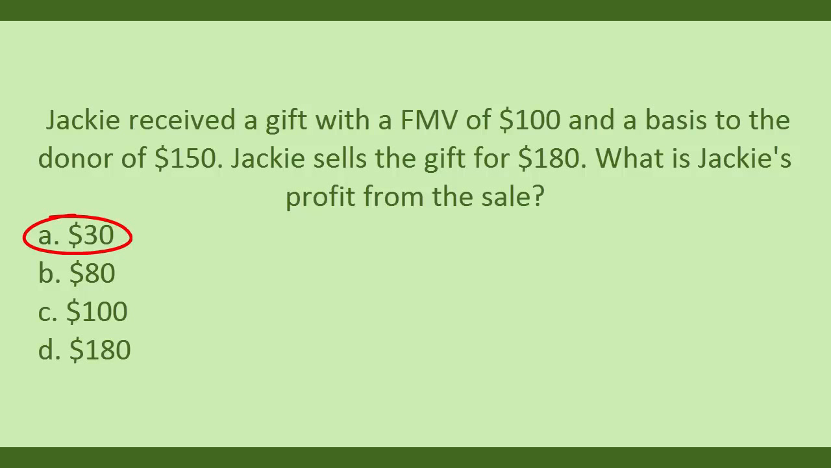Jackie received a gift with a fair market value of $100 and a basis to the donor of $150. If she sells the gift for $180, what is her profit? Well, the basis to the donor is $150, and she sells it for a profit. So the profit is going to be the difference between the donor's basis and what she sells it for. $150 from $180 is $30, which is why A is the correct answer.